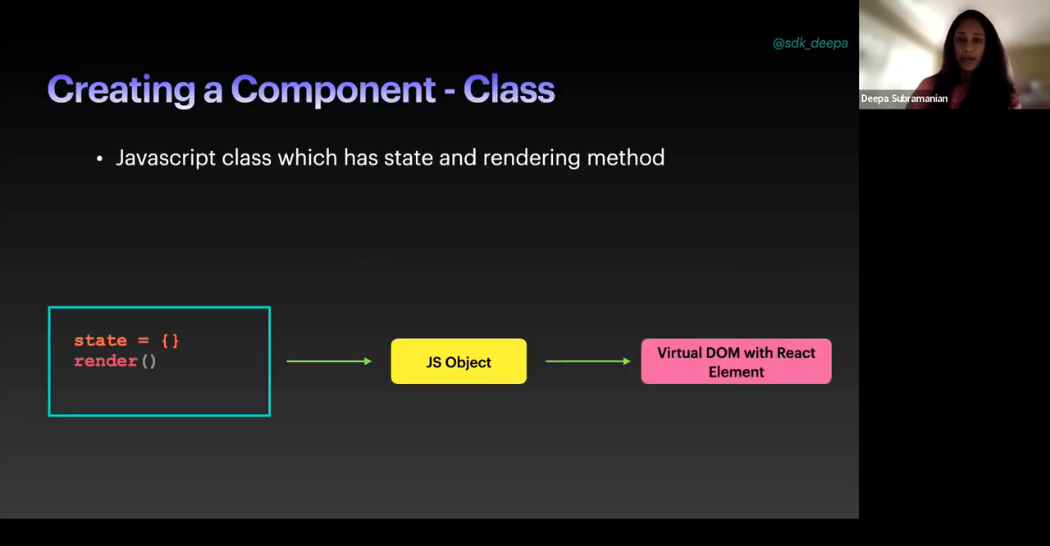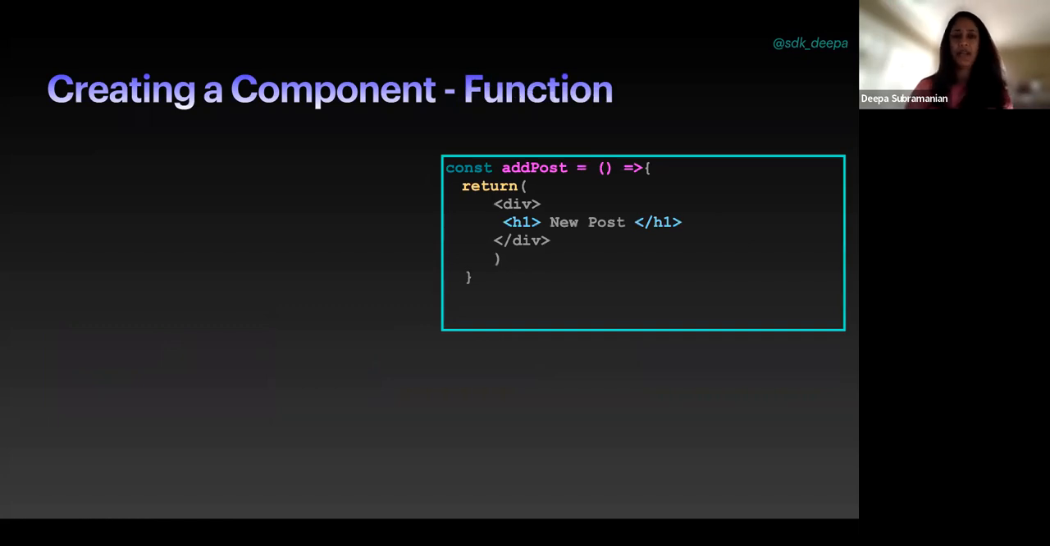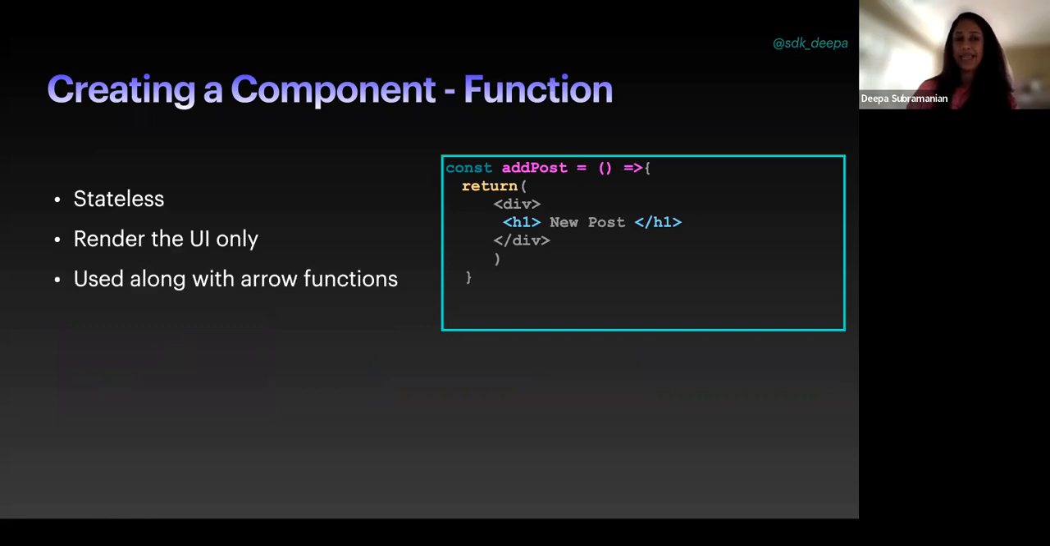Okay, so this is how you create it. You say class has a state under the render method. It makes a JavaScript object. And once the JavaScript object is there, the virtual DOM looks for it, and then it displays it in the real DOM. So if I show you an example, just give me a minute. Once I finish this functional component, you can see an example of this. So a functional component, as we said, is stateless. It renders only the UI, and it can be used along with arrow functions or regular functions.